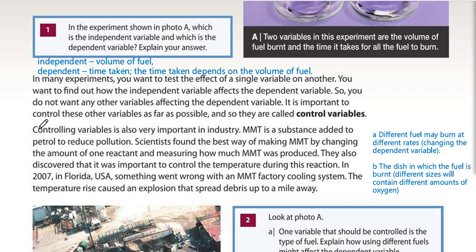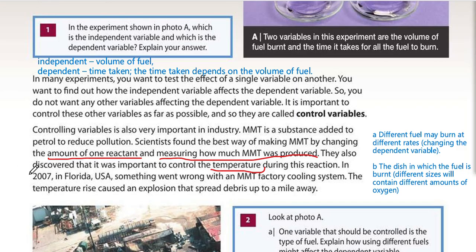Right, the next one: controlling variables is very important in industry. MMT is a substance added to petrol to reduce pollution. Scientists found the best way of making MMT by changing the amount of one reactant and measuring how much MMT was produced. They also discovered that it was important to control the temperature during this reaction. So what is being controlled? The temperature, right?